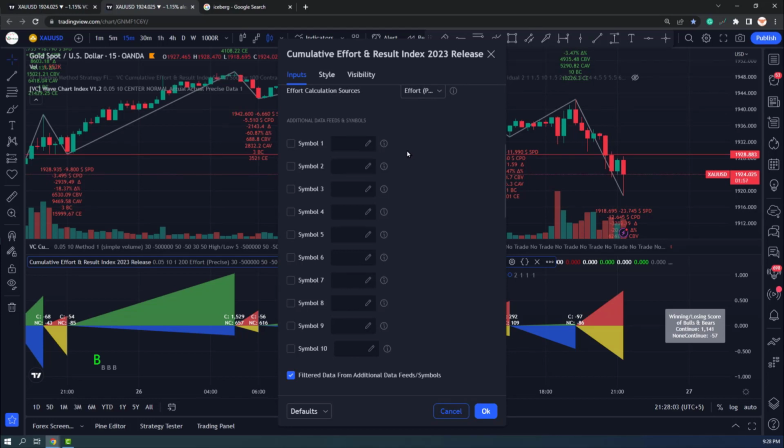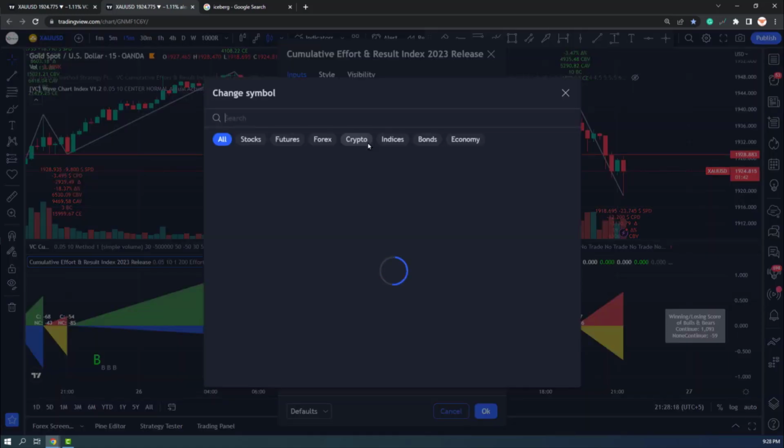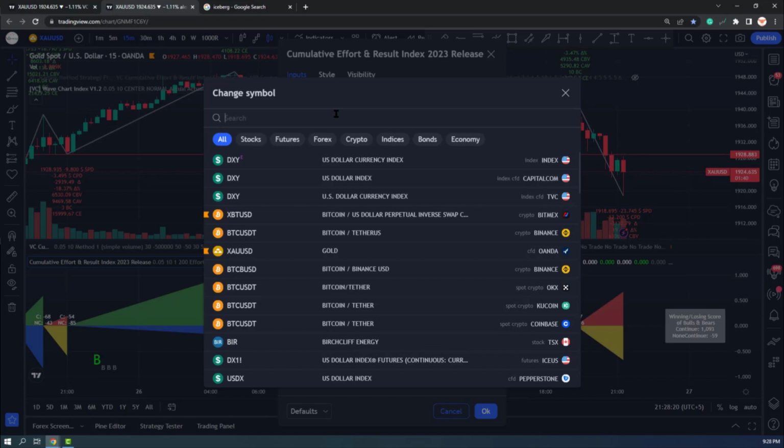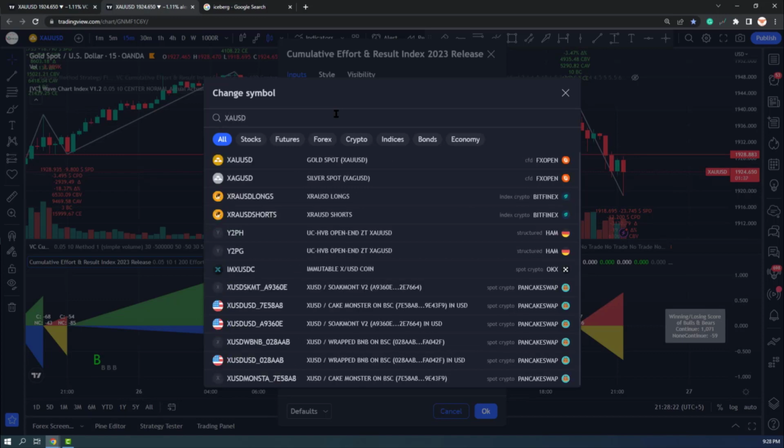At the moment we are pulling data only from the chart symbol. The chart symbol is Oanda. We are only extracting data from Oanda. Let's pull data from other exchanges for XAU USD.